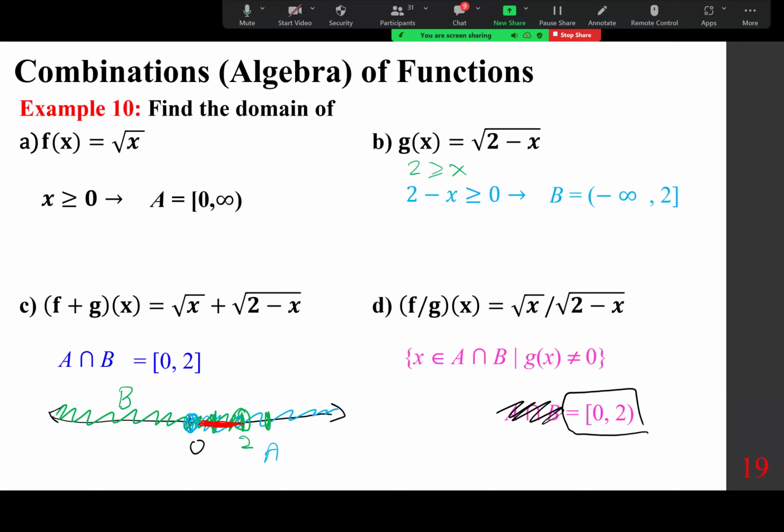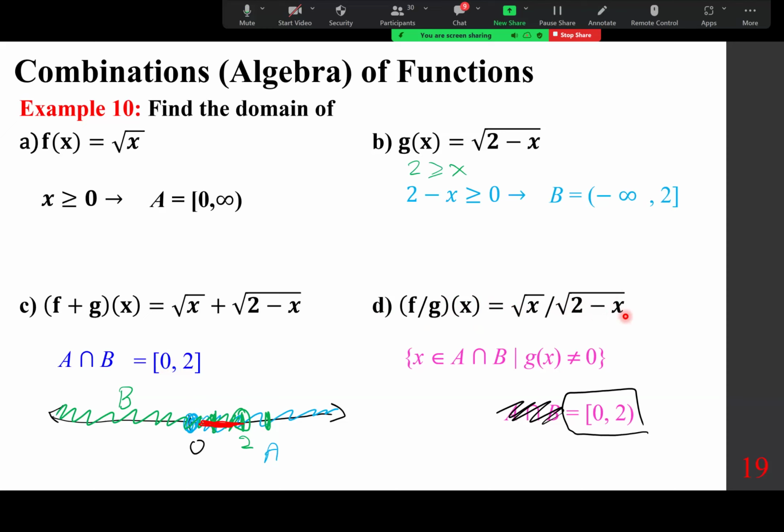So a quick recap for the whole page. X greater than or equal to 0, 0 to infinity. 2 minus x greater than or equal to 0, minus infinity to 2. When we put this together as an intersection, meaning what's in common, gives you 0 to 2. Is 0 included? Yes. Is 2 included? Yes. The same thing happens here, except anytime you divide by a number can't be 0, or by a function.